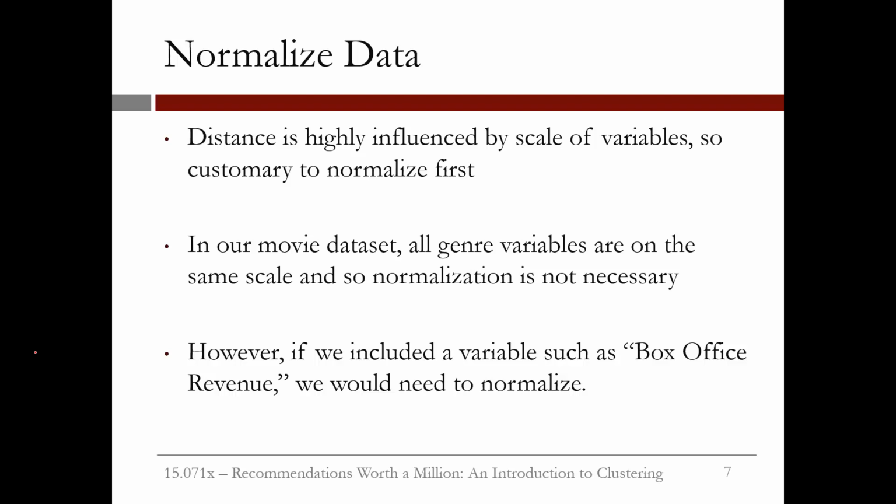To handle this, it's customary to normalize the data first. We can normalize by subtracting the mean of the data and dividing by the standard deviation. We'll see more of this in the homework. In our movie data set, all of our genre variables are on the same scale, so we don't have to worry about normalizing. But if we wanted to add a variable like box office revenue, we would need to normalize so that this variable didn't dominate all of the others.